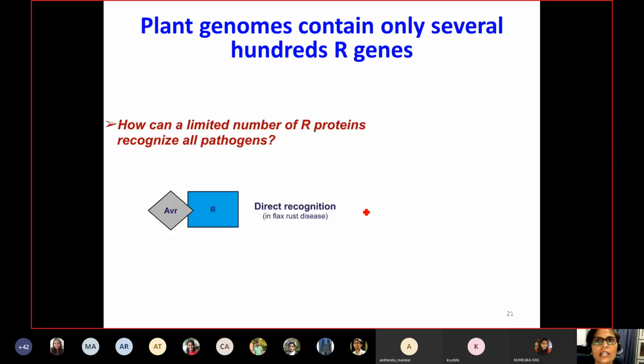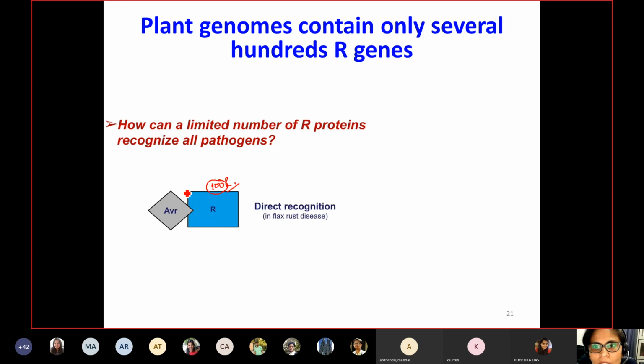So there are two different kinds of ways in which AVR and R can be recognized. For example, if somebody is working in plants, they already know that Arabidopsis is the model plant system. And when the first Arabidopsis genome was sequenced, it was found that there are only about 100 R genes.